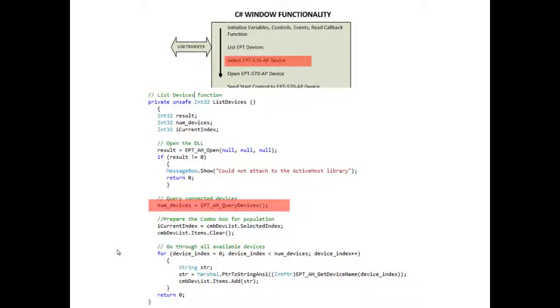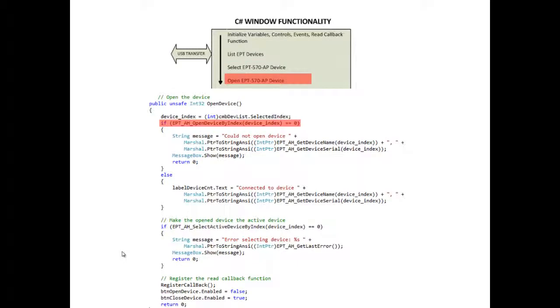Next, it'll call the EPT query devices, which searches through the registry files to determine the number of EPT devices attached to the PC. Next, the EPT get device name is called inside a for loop to return the ASCII name of each device attached to the PC. It'll automatically populate a combo box called CMB DEV list with all the EPT devices it finds. So the user will select the device from the drop-down box. This value can be sent to the open device function using the button click of the open button.